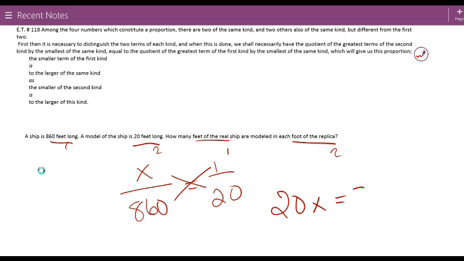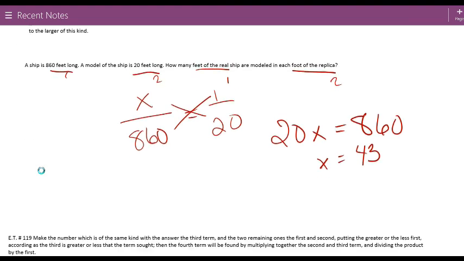Which gives us 20x equals 860. So for every foot that we're looking at on the model, we are looking at 43 feet on the real ship.